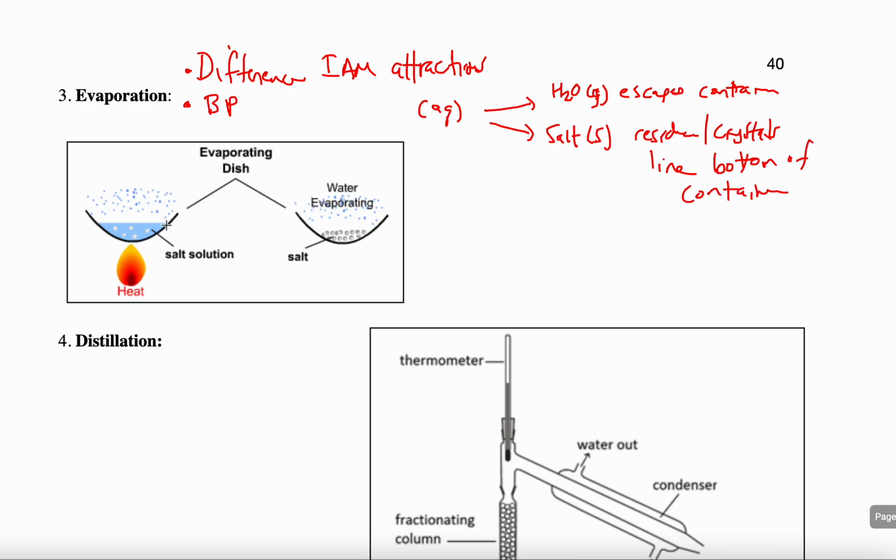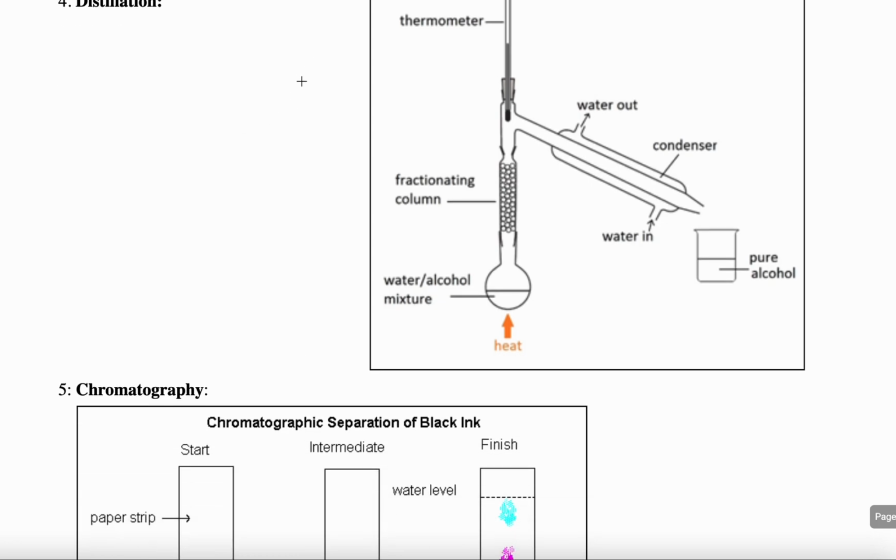So we can allow this to happen slowly and just leave it out for a few days. That would be the evaporation. Or we could apply heat to encourage the process to happen a little bit faster. So a difference in IMA attractions, forcing it to a gas, reforming as a solid. So here we go. The next technique is distillation.